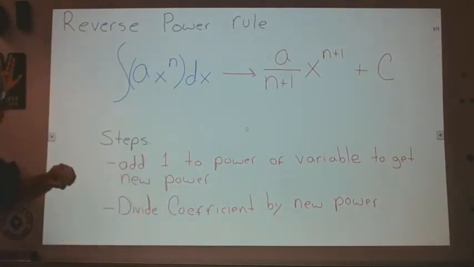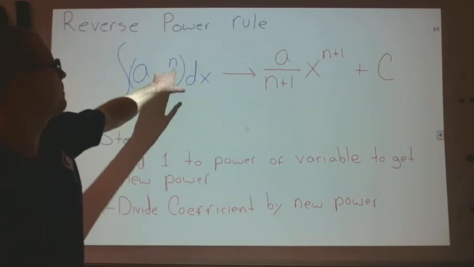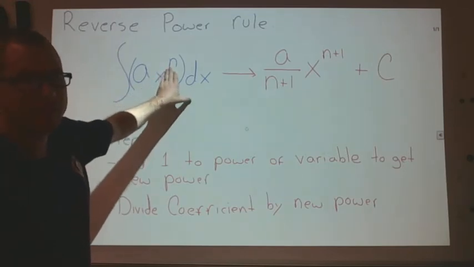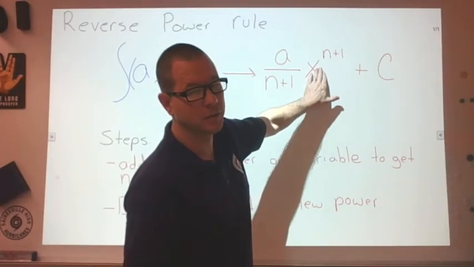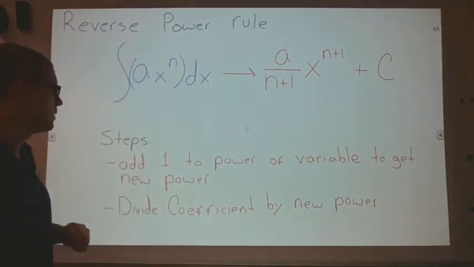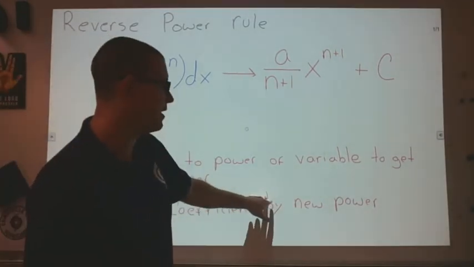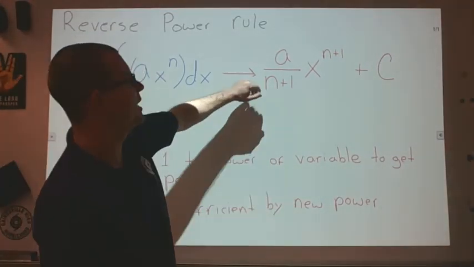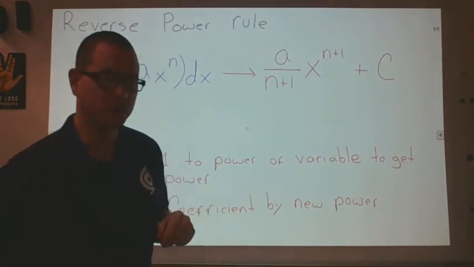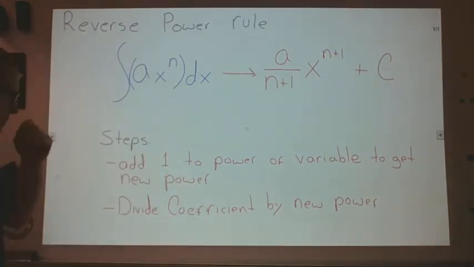If you need the steps broken down, 2 steps. Add 1 to the power of the variable. So here, the power of my variable was n. So you can see in the integral we had n plus 1. I added 1 to that to get the new power, and then I just divide my coefficient by that new power, which is why here we have a over n plus 1. So it is a fairly straightforward method of integration.